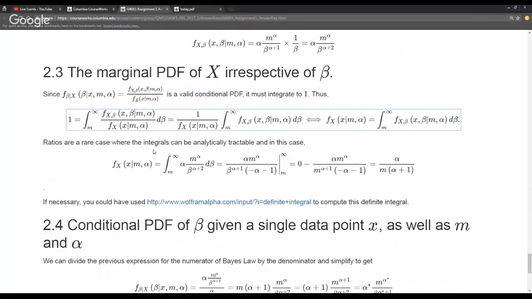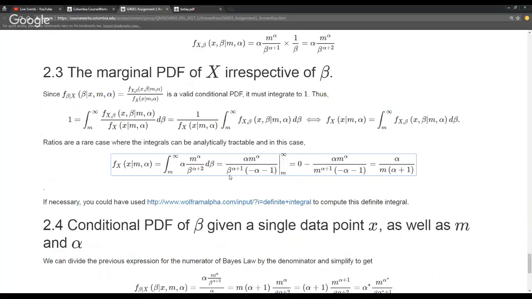So often that integral is impossible, but in this case, I specifically chose this one to involve a ratio, and ratios are at least possible to integrate. Although if you clicked on Wolfram Alpha to do this, that's perfectly fine. But it can be shown that the definite integral of this is this expression here, alpha times m to the alpha divided by beta to the alpha plus 1, multiplied by the quantity negative alpha minus 1. And I'm going to evaluate that at infinity.